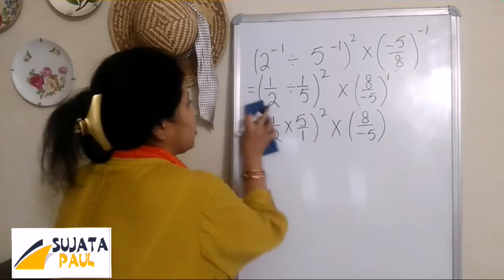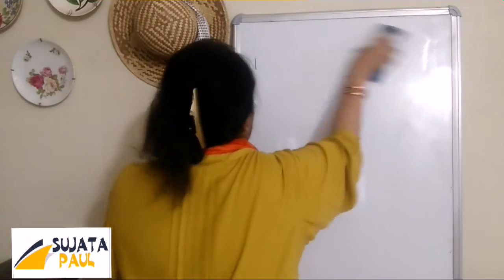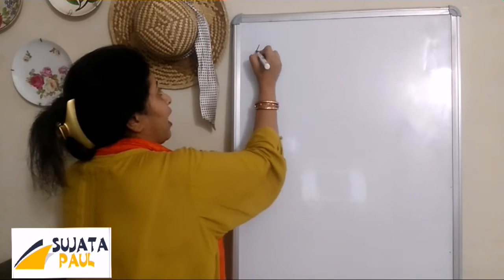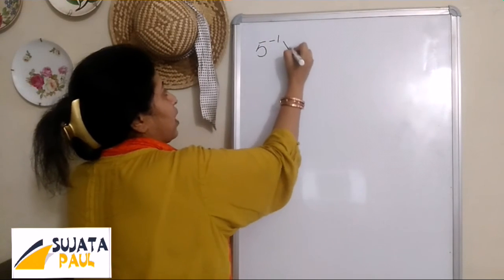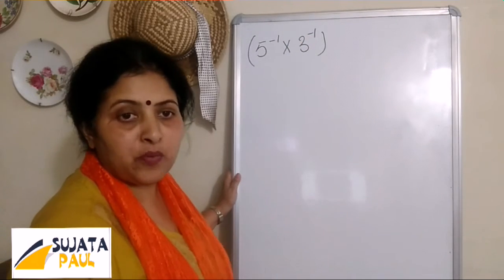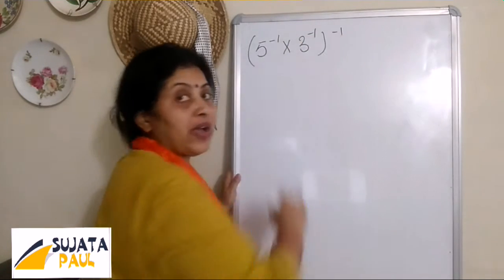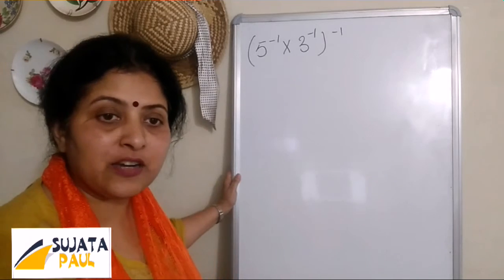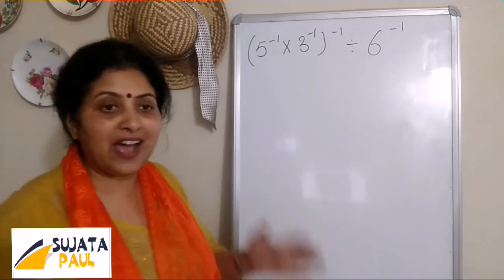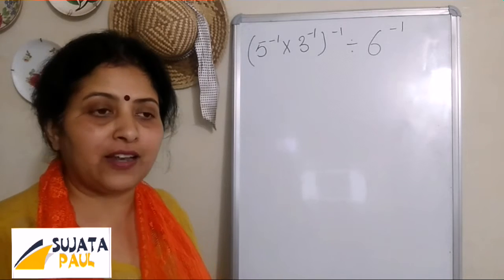Now let me go to the next one. I'm taking the problem from your book, and this is 5 raised to the power of minus 1 into 3 raised to the power of minus 1 in bracket raised to the power of minus 1 divided by 6 raised to the power of minus 1. I have to solve it. I have to find the value.